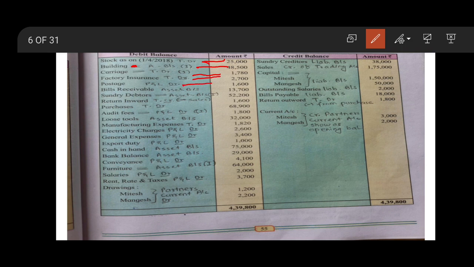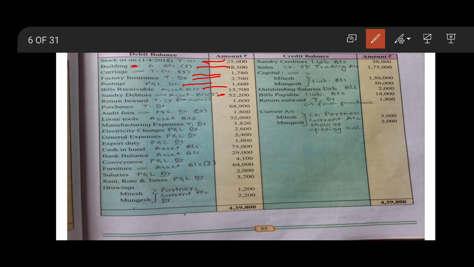Postage, profit and loss account, debit side without adjustment, so outer column. Bills receivable, balance sheet asset side without adjustment, outer column. Sundry debtors, it is marked out, so sundry debtors inner column, leaving 3 to 4 lines. Then return inward. As you know, return inward is nothing but sales return. So trading account credit side, we write sales. We will write by sales and then less return inward.